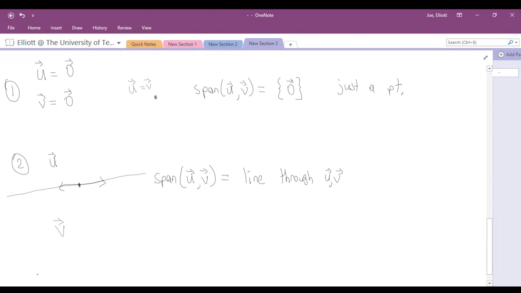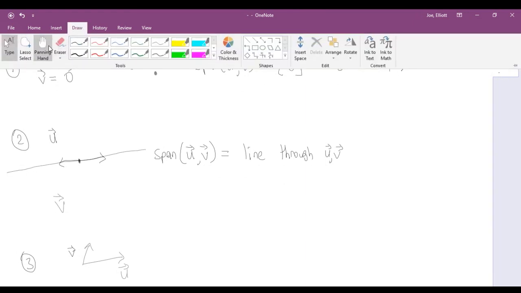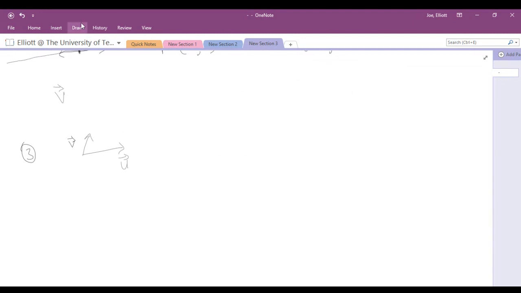So it's only when v is sticking out somehow that their span would be a plane. I've always been drawing it sticking upwards, but I can also stick it downwards, for instance. It doesn't really matter. So say a picture like this. In these cases, the span of u and v would still form a plane.